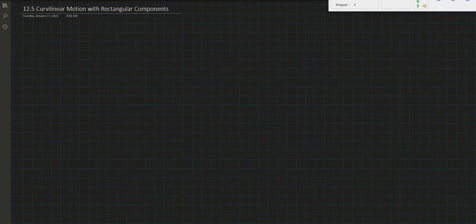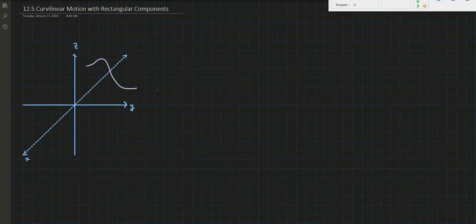Let's talk about representing curvilinear motion with coordinate systems. Let's go with rectangular components. We're going to have two other ways of representing this, which we'll do in later chapters. But now we're just going to start with rectangular components.